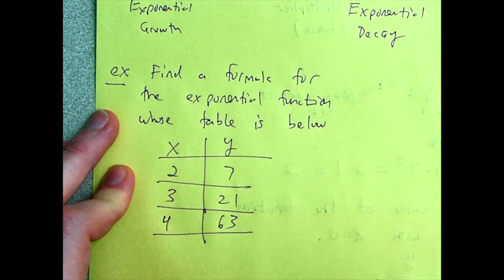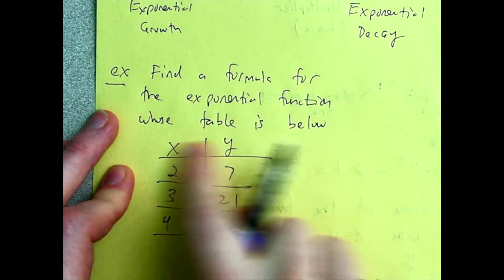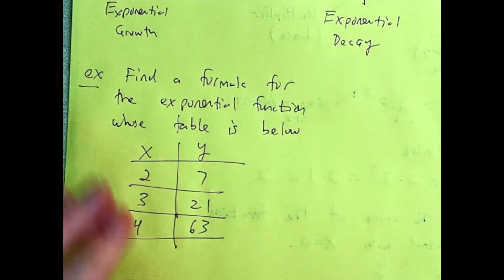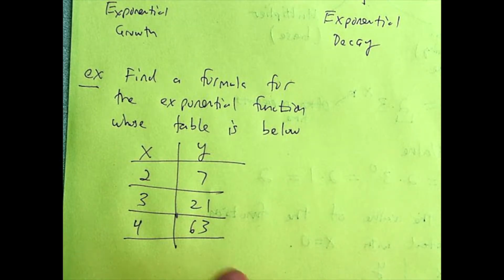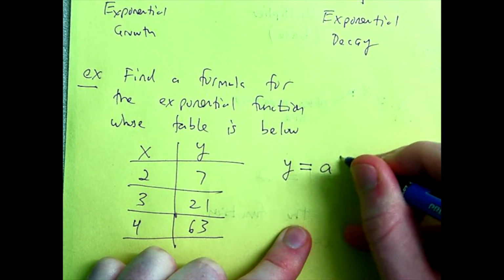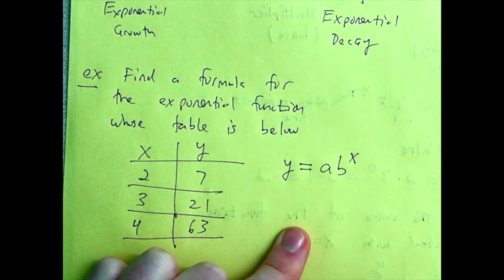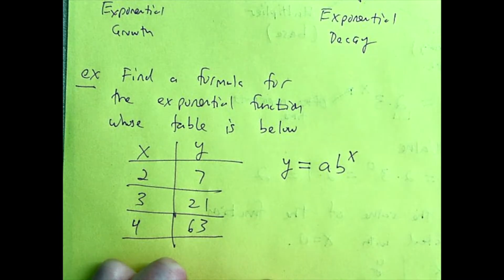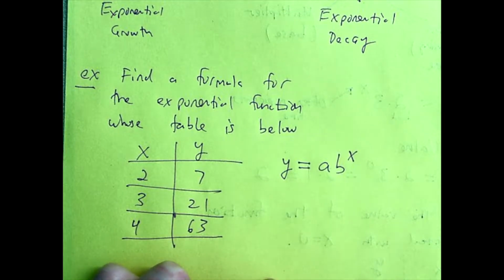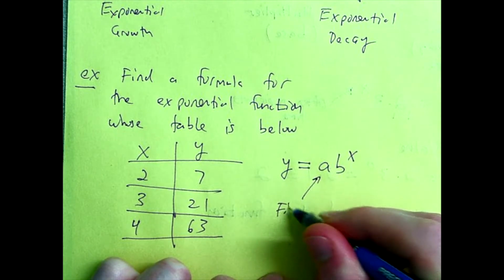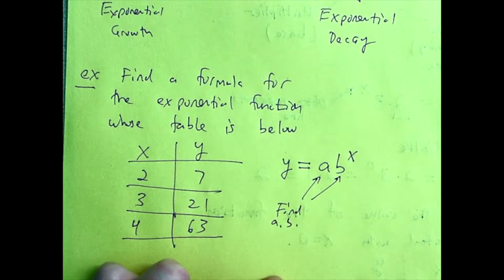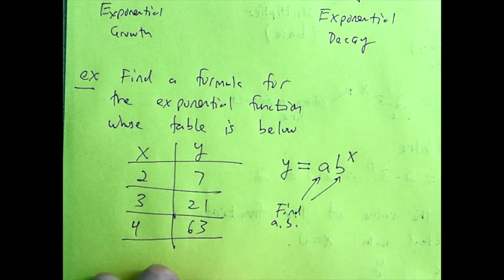Okay, so these are some x and y values for some exponential function, and we just have to find the formula. Knowing that it is an exponential function means that the function has the form y equals a b to the x. Knowing that it is an exponential function tells us that that is the overall structure and shape of the function. The only thing that we have to do is find the values of a and b. Okay, that's all we have to do. So how do we do that? Well, it's pretty easy if you remember what a and b represent.